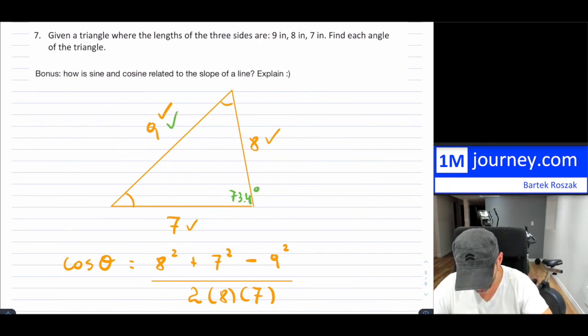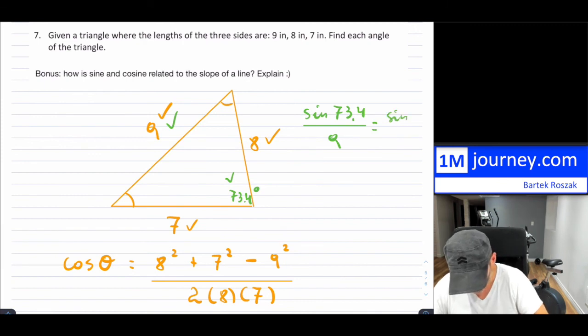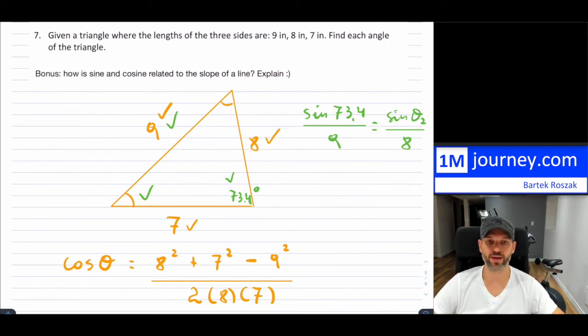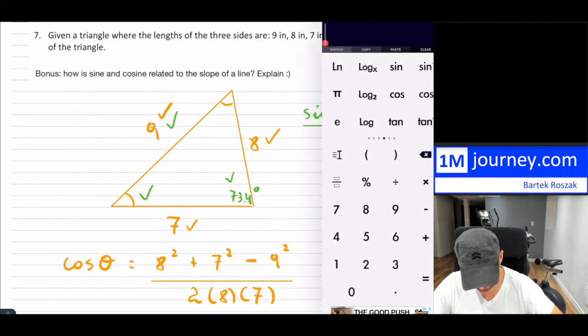Okay, so I know this one and this one, so I'm going to just connect them back, and so that's going to be sine of 73.4 over 9 is equal to sine, I'm going to use this angle, so let's say this is theta 2, second angle, over 8. So we can solve for that using the sine law. So let's see what that gives us.